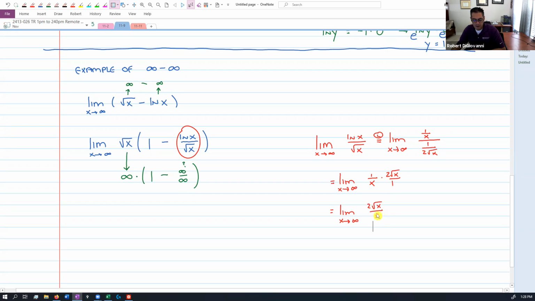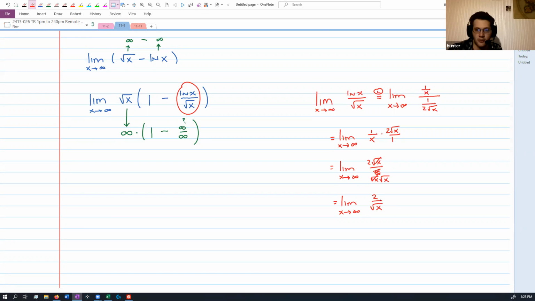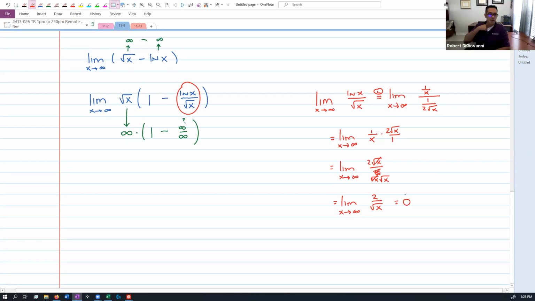We can simplify this. There's algebra to do here, right? Because the bottom, you can actually look at as root x times root x. That's one way I could do this. You could also just use properties of exponents, but I like doing it this way because then you can just see they cancel. So you get 2 on top and root x on the bottom. And now let x go to infinity. We approach 0. You get 0 here, right? Make sense?